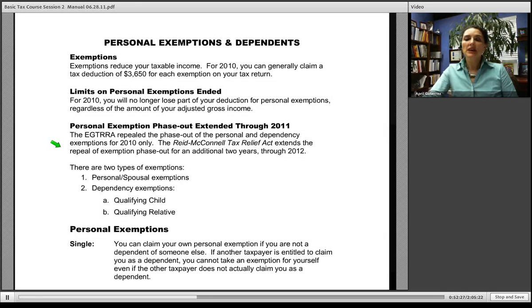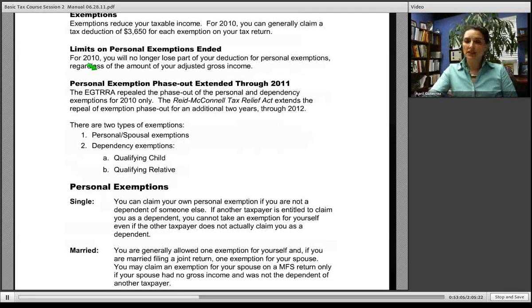Now, there are two types of exemptions to be concerned with. They both are worth $3,650 each. But one of them is associated with the taxpayer and the spouse on a tax return, and the other is associated with dependents. When we talk about claiming an exemption for a dependent, we have to categorize our dependent as either being a qualifying child or a qualifying relative. In other words, if we want to claim this $3,650 deduction for a person whom we are calling our dependent, then to be our dependent, that person must be either a qualifying relative or a qualifying child.